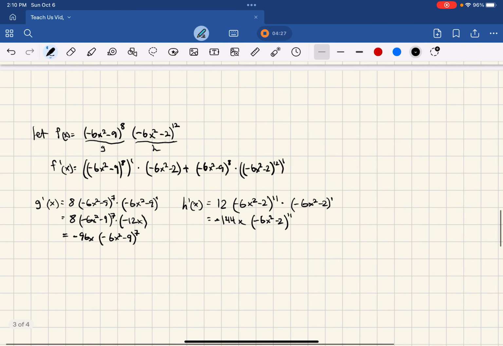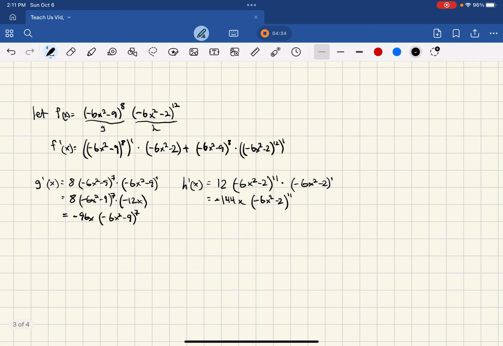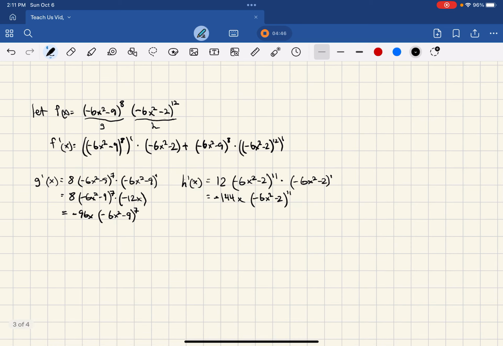So now we have g prime of x and h prime of x. We can plug those derivatives back into our original equation where we're trying to find the derivative, which was f prime of x. So we're just going to plug everything back in right now. F prime of x equals, it's a huge equation.